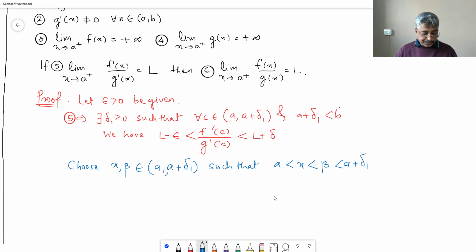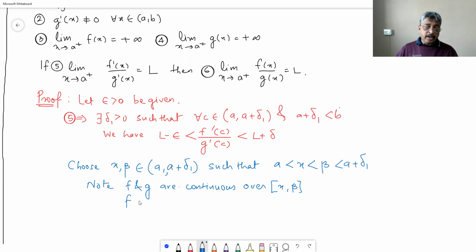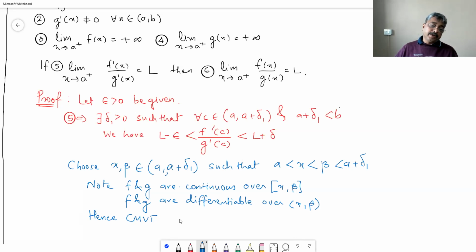In that sequence, note f and g are continuous over closed interval x comma beta. f and g are differentiable over open interval x comma beta. Hence, CMVT can be applied.